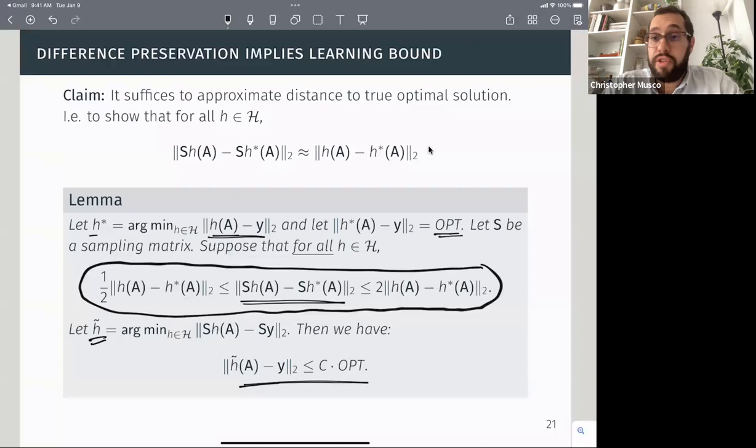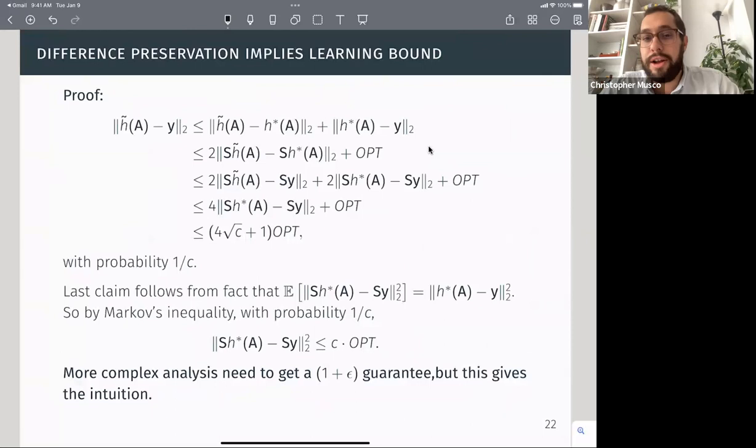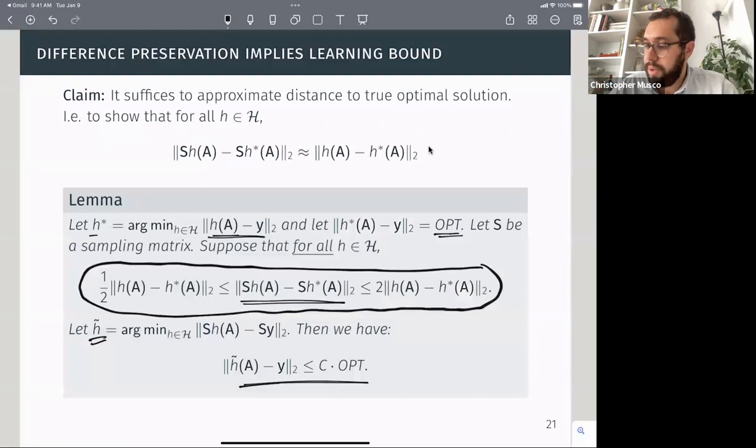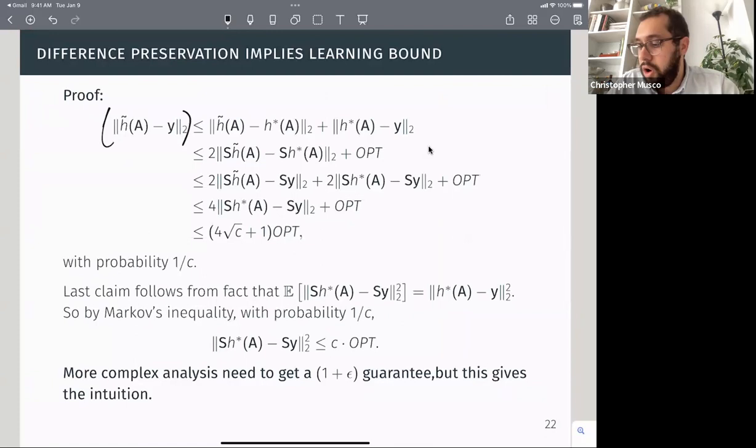Yeah, so that's a lemma. I'm not going to discuss this in detail, but I thought I would throw the proofs on the slide because it's important to know that it's like a 5-line proof. The only things we use basically are triangle inequality and Markov's inequality. So you write H tilde of A minus Y, you split it up with triangle inequality into the difference between H tilde A minus H star of A and H star of A minus Y. And then it's just applying this statement a couple of times. You have to use Markov's inequality once to say that SH star A minus SY is not too much larger than H star of A minus Y. But pretty much that's all the tools that are needed. It's a 6-line proof.